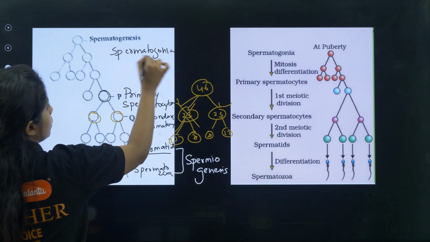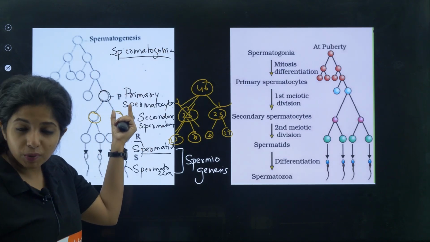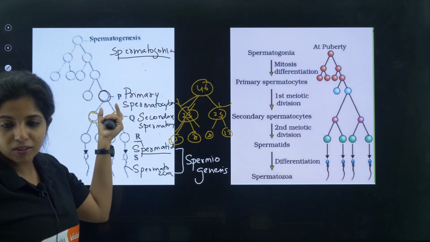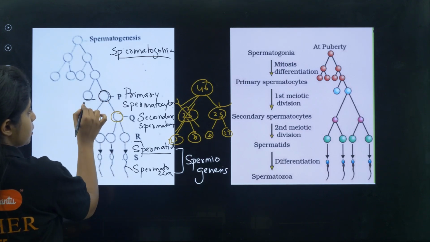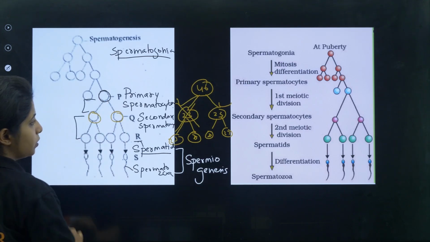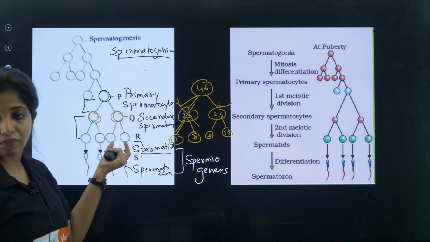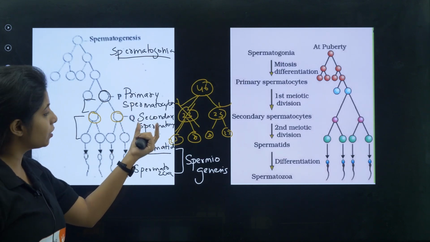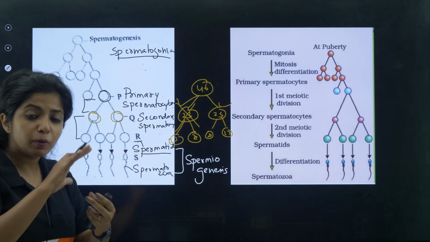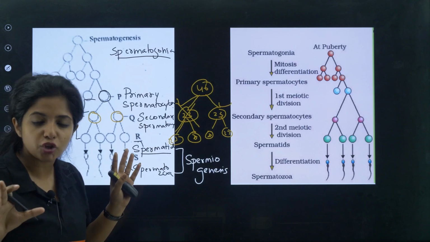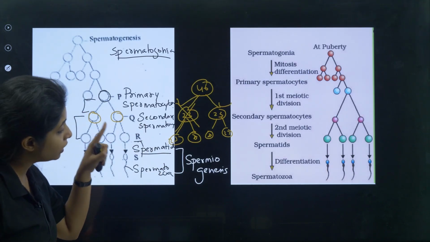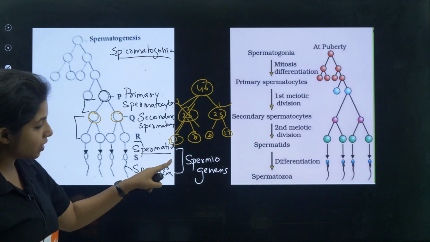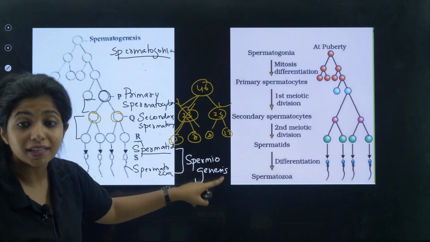Among them, a few will be specialized, which will be known as primary spermatocytes. The primary spermatocyte will be dividing, undergoing meiosis. From here you start the meiosis. This is the first stage of meiosis, this is the second stage of meiosis. So primary spermatocyte divides into secondary spermatocyte, then secondary spermatocyte forms spermatids, but spermatids are like kids, they are not mature. To make them mature, you have to convert them into spermatozoa, and this process is known as spermiogenesis.